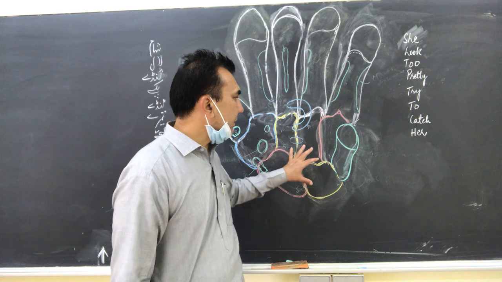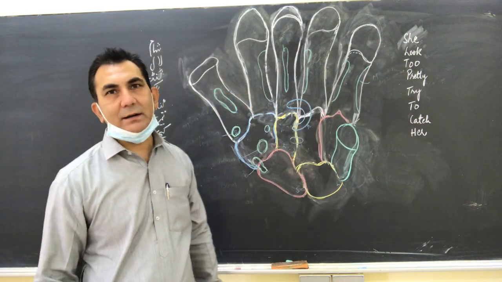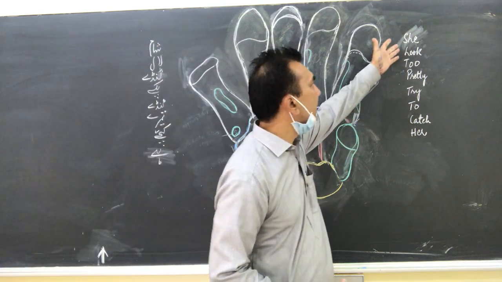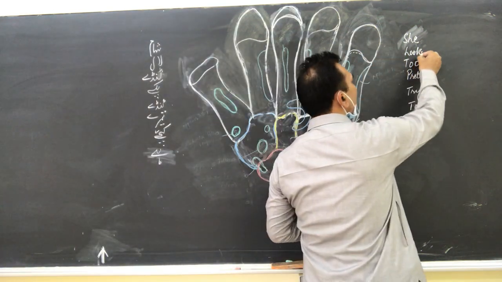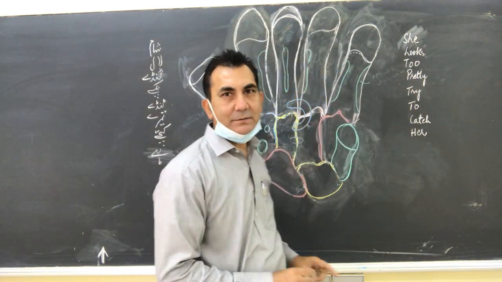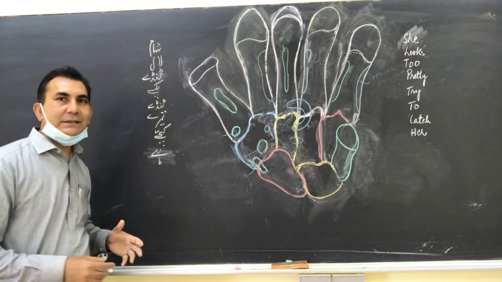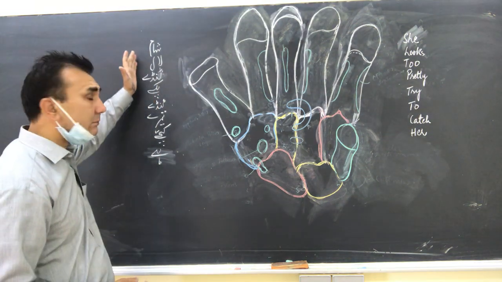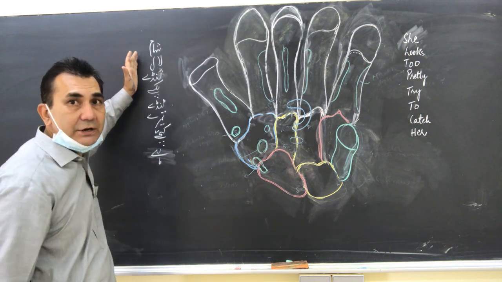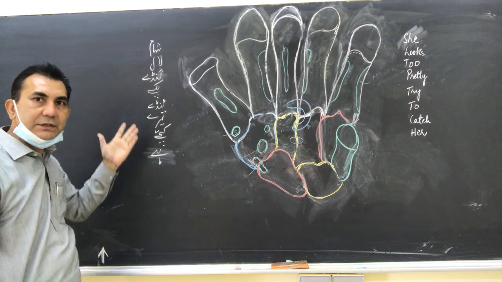To memorize these eight bones, there is a mnemonic written over here, and this mnemonic is very famous: She looks too pretty, try to catch her. If you cannot memorize the English, you can memorize the Urdu mnemonic for the memorization of these eight bones.